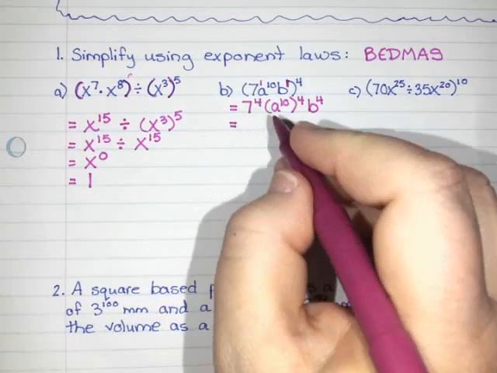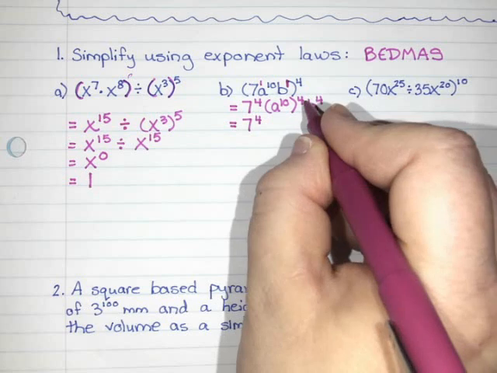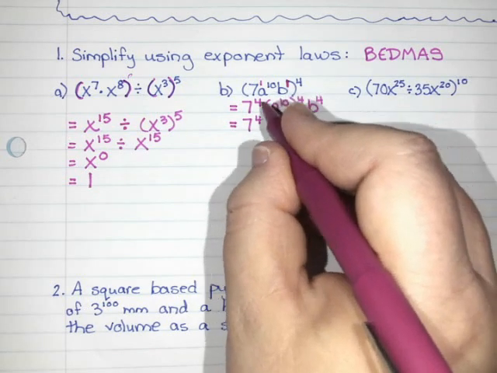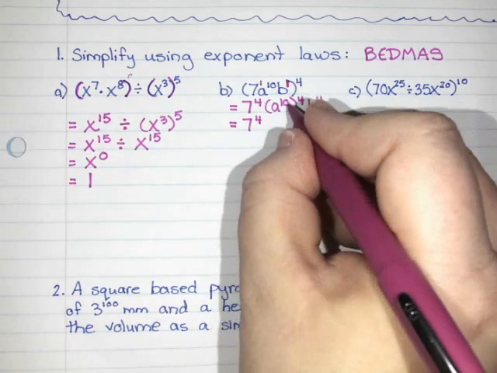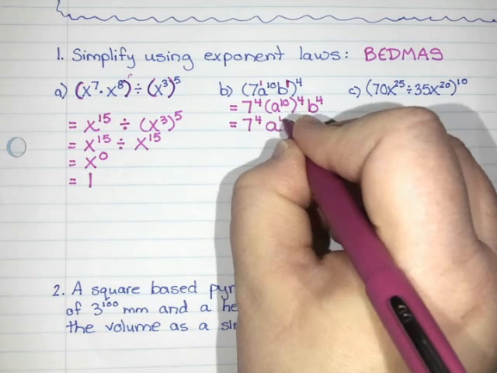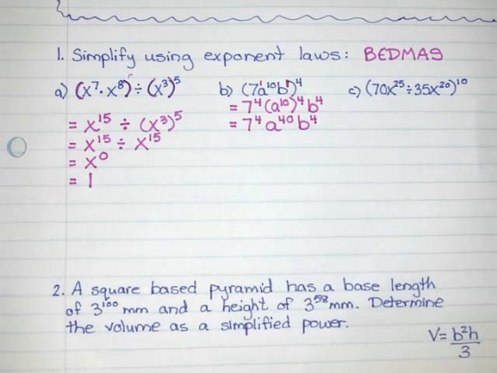Okay, so I have 7 to the 4. I'm going to leave that for a minute. I have a to the 10 to the 4. So a to the 10 to the 4, I have a power on a power. So that means I'm going to multiply those together. 10 times 4 is 40. So I get a to the 40 and then b to the 4.